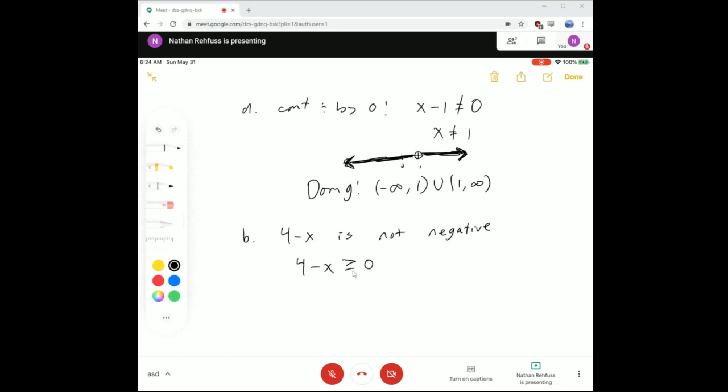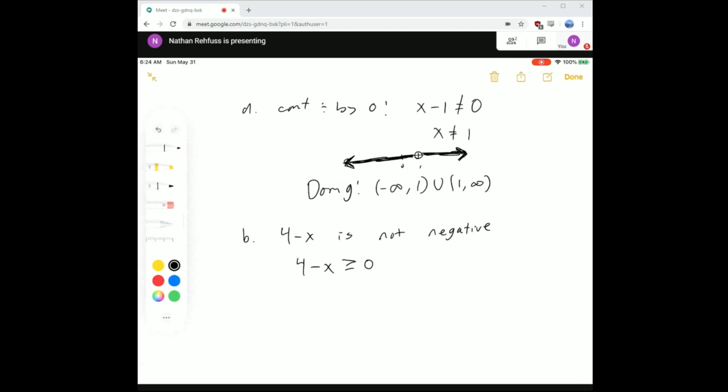So I write 4 minus x is greater than or equal to 0. That assures that it's not negative. That's exactly this statement. This is the English statement. This is the mathematical statement. I've just translated from one language to the other here. So 4 minus x has to be greater than or equal to 0. I'll add x to each side. 4 has to be greater than or equal to x.